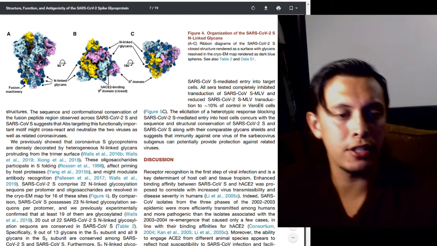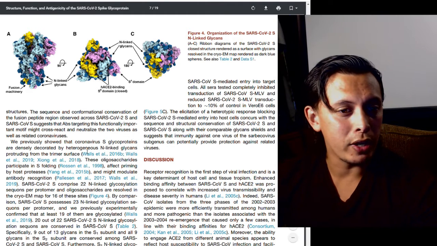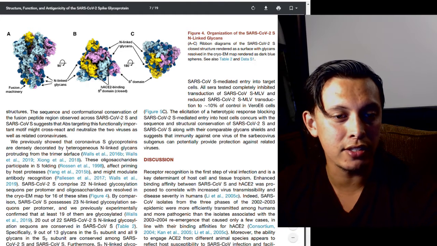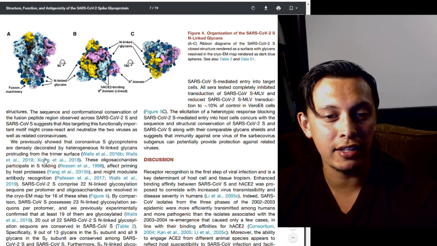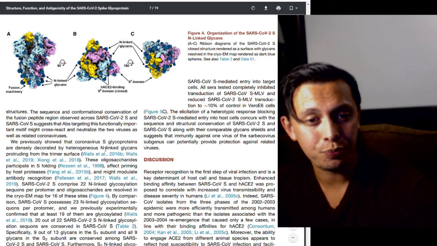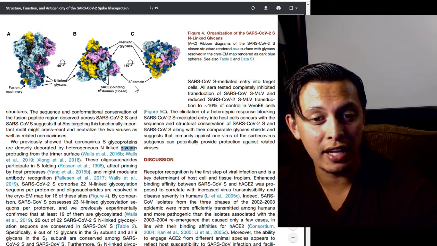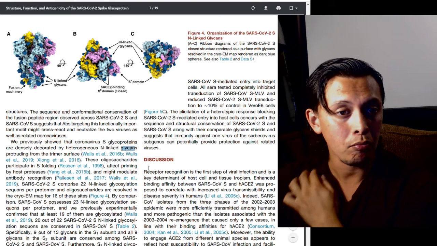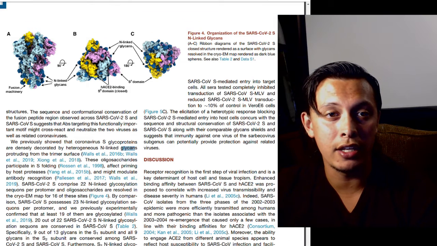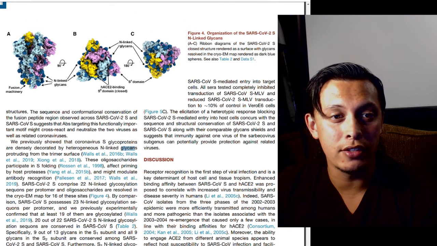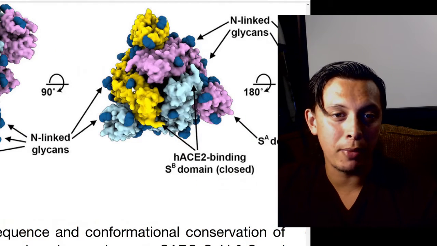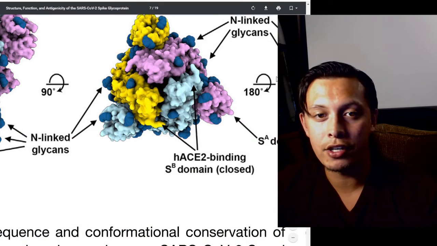So, continuing, we previously showed that coronavirus S glycoproteins are densely decorated by heterogeneous N-linked glycans protruding from the trimer surface. So here you can see these N-linked glycans. So glycans are just small sugars. And N-linked means that they are connecting to nitrogens on the side chains of the amino acids of the protein. And so here, all these dark blue spots that you see are a different sugar.